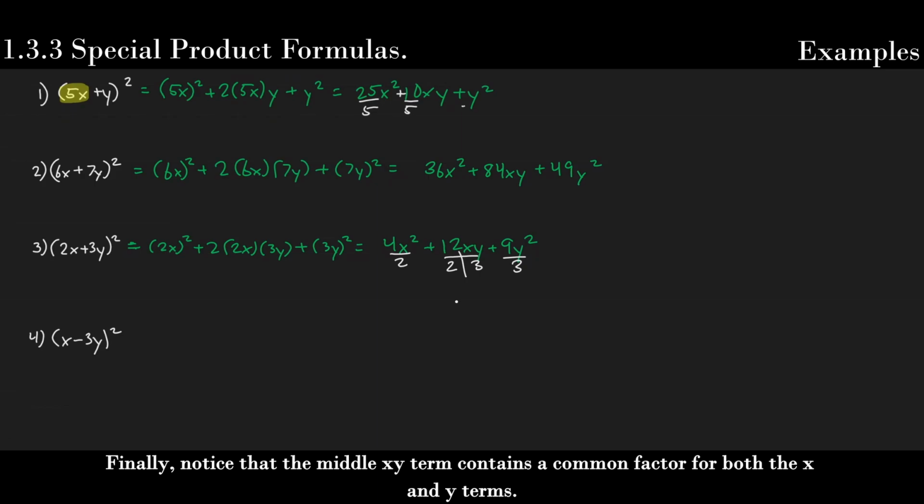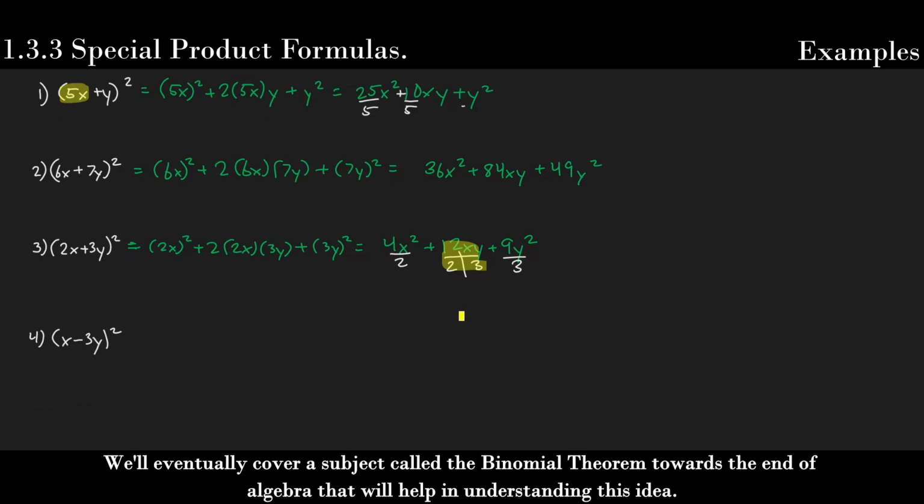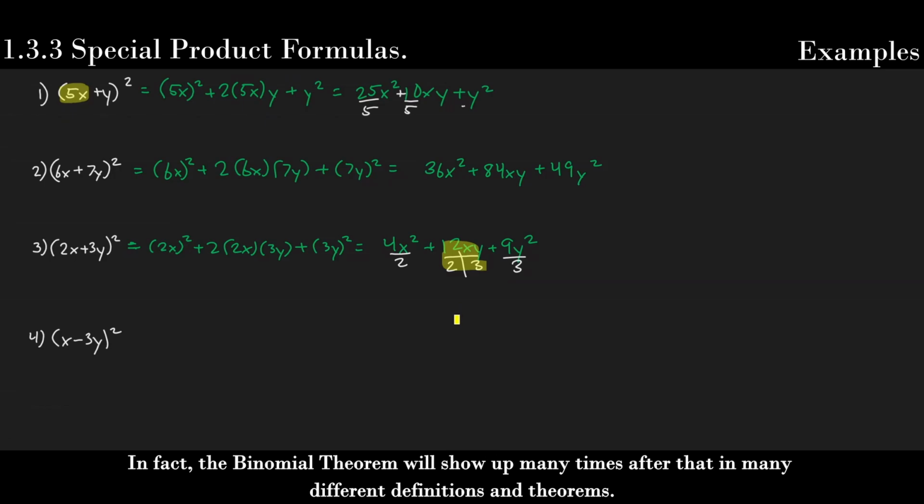Finally, notice that the middle x and y term contains a common factor for both the x and y terms. We'll eventually cover a subject called the binomial theorem towards the end of algebra that will help in understanding this idea. In fact, the binomial theorem will show up many times after that in many different definitions and theorems.